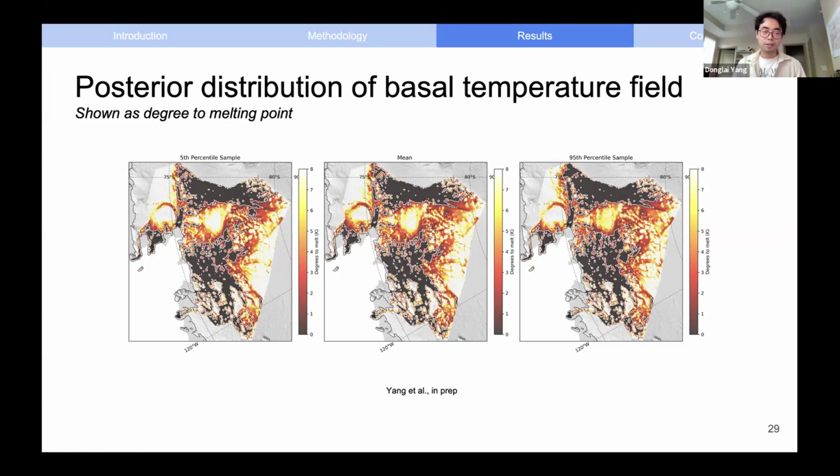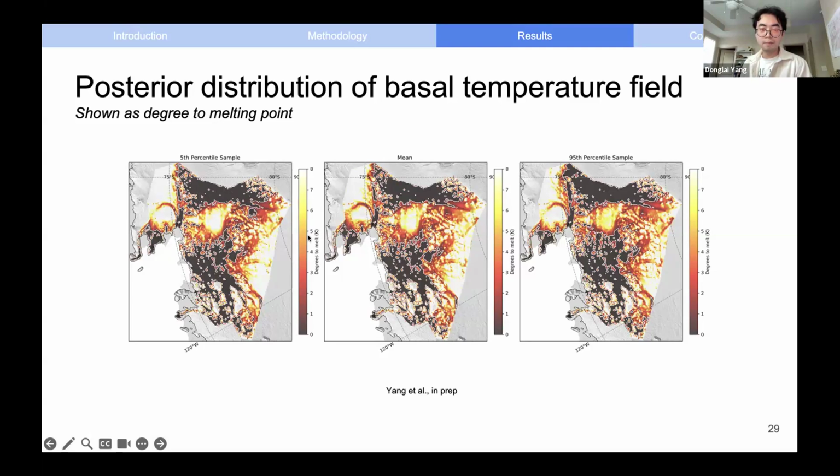And the plots are showing the degree to melting point. If they're black, that means that the base is thawed. It's already at melting point, and it's highlighted by these white lines. And if it has color, then it is subtemperate, it is frozen, it's not already at melting point. What this shows is that the majority of Thwaites Glacier in the fast flowing trunks and in the tributary glaciers are thawed. And it's pretty outstanding that upstream of Thwaites Glacier, leading into the Bentley Trench, are all thawed across all the posterior samples.